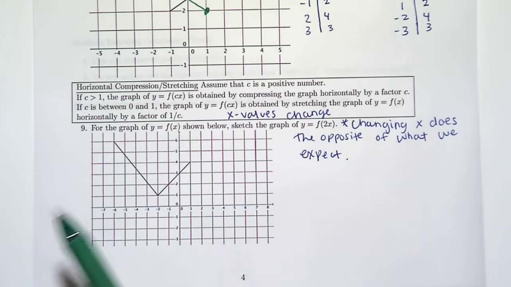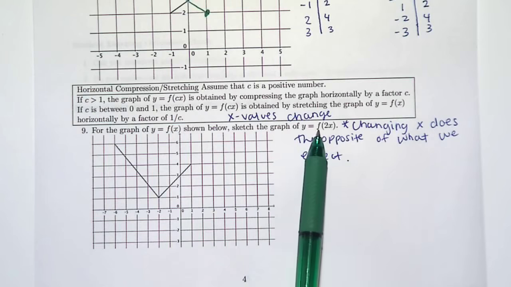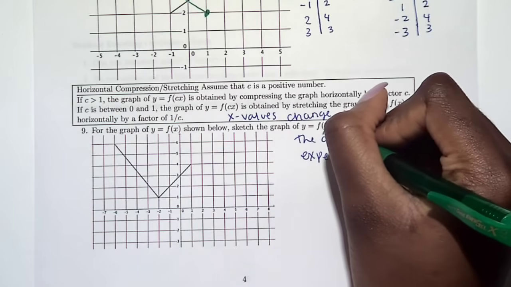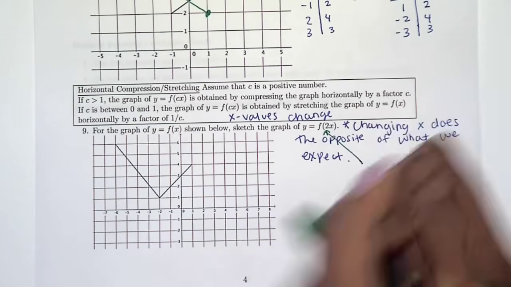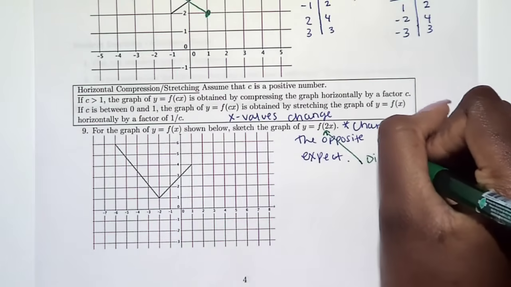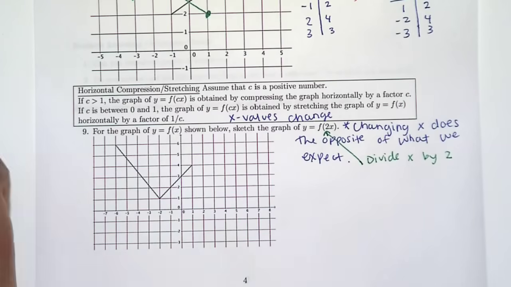Okay, all right, so here's a new graph of f of x, and we want to sketch the graph of f of 2x. So what is this telling us to do? I'm just going to draw a line through here. All right, so this is multiplying by 2, but if we're changing x, it's always the opposite. So instead of multiplying, we're going to divide by 2. And so that's how we're going to change it.